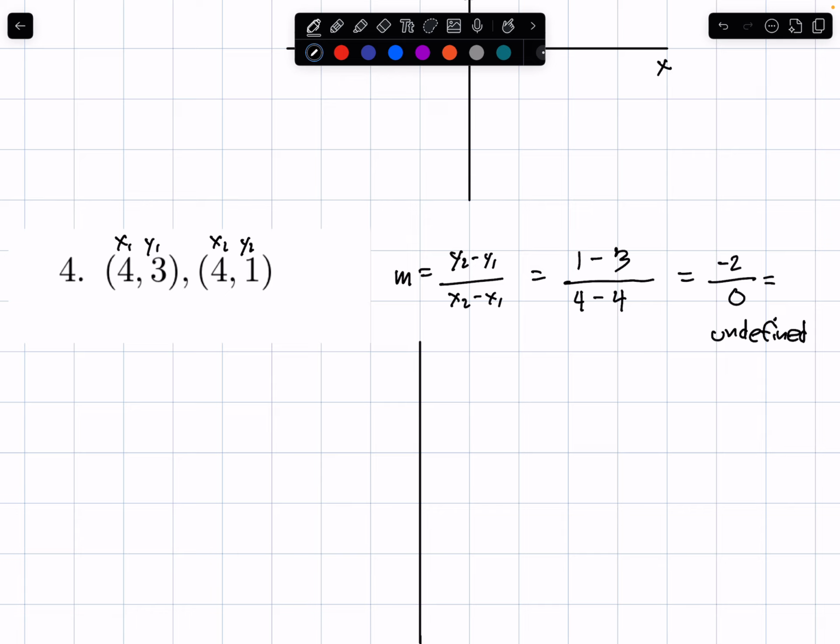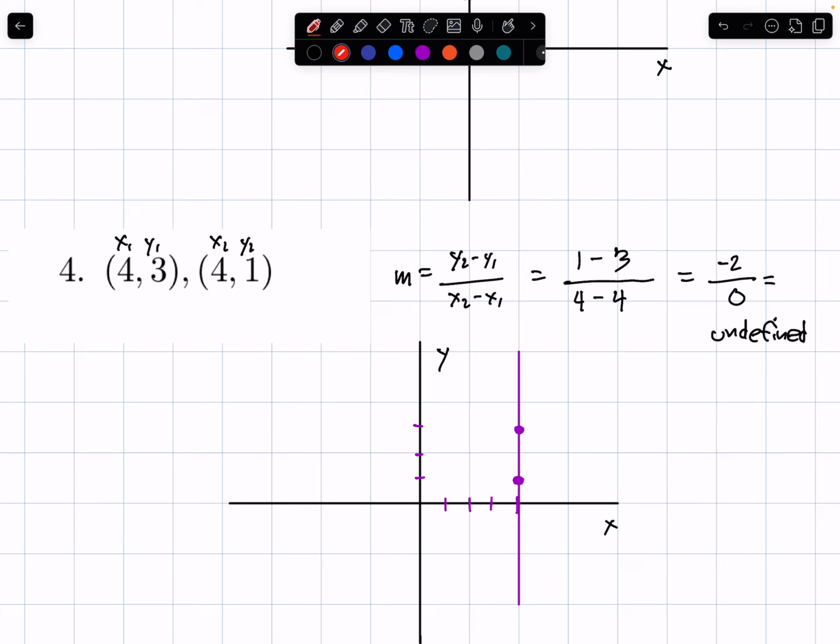Let's graph this thing. x-axis, y-axis. And my points are 1, 2, 3, 4, comma, 1, 2, 3. Oh, I keep doing that. 1, 2, 3, here. And then 4, comma 1. 1, 2, 3, 4, comma 1 is right here. So connecting the dots, indeed I have a vertical line.